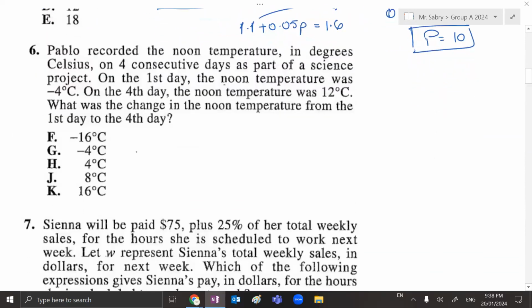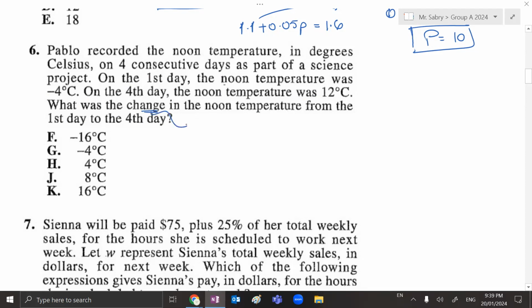Number 6. Pablo recorded the noon temperature in degrees Celsius on 4 consecutive days as part of a science project. On the first day, the noon temperature was -4 degrees. On the fourth day, the noon temperature was 12 degrees. What was the change in the noon temperature from the first day to the fourth day?